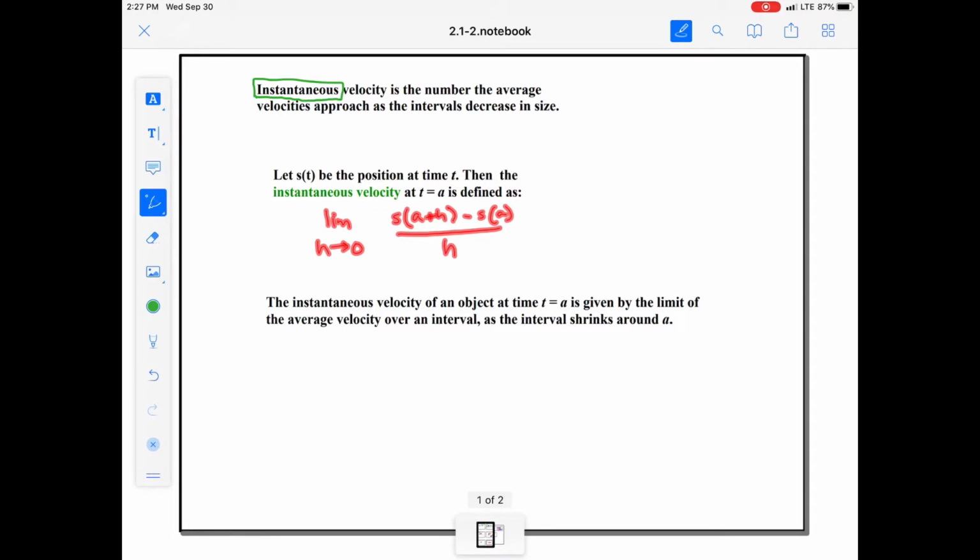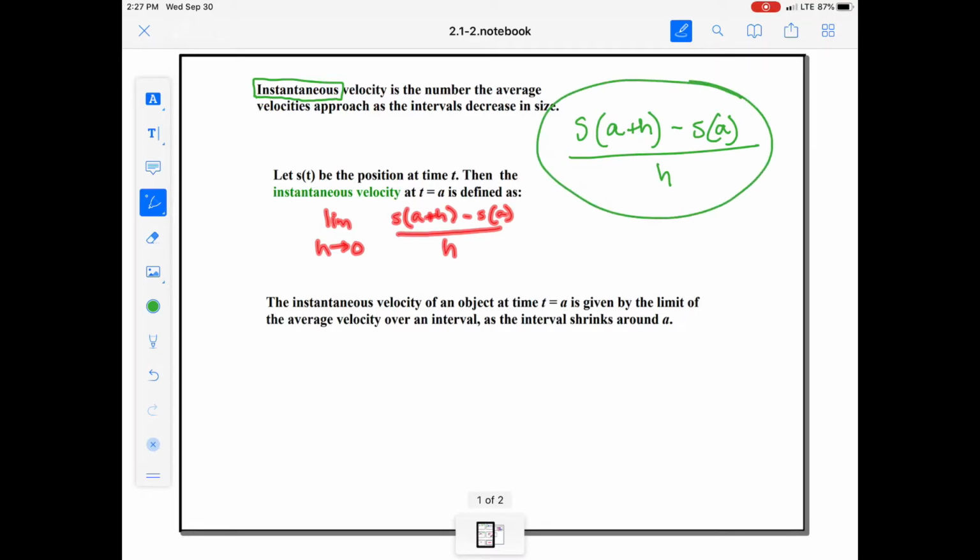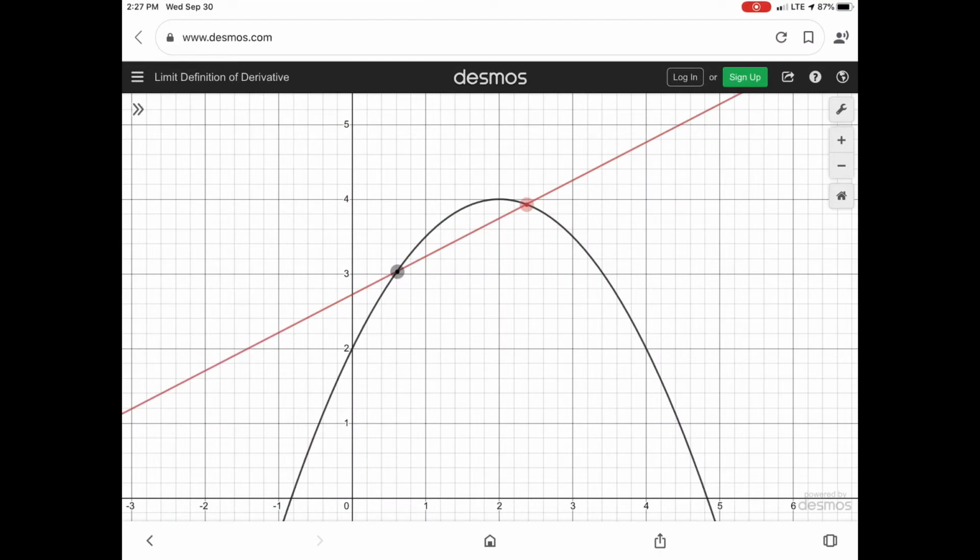What? All that means is I'm going to take this useful S of a plus h minus S of a, all over h, and we're going to let the difference between those two points, a and a plus h, get smaller and smaller, right? So we're going to take this rate of change, which is our average rate of change, but then we're going to close that gap so that we then find the instantaneous rate of change. Let's see what that looks like on Desmos. So here, for example, and I can't write on this, but I can at least drag some things.